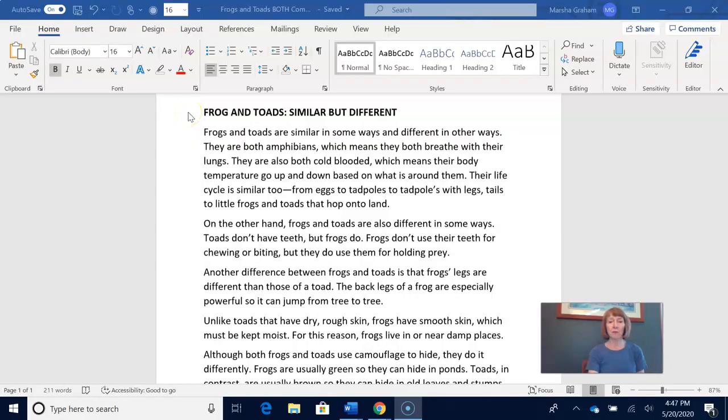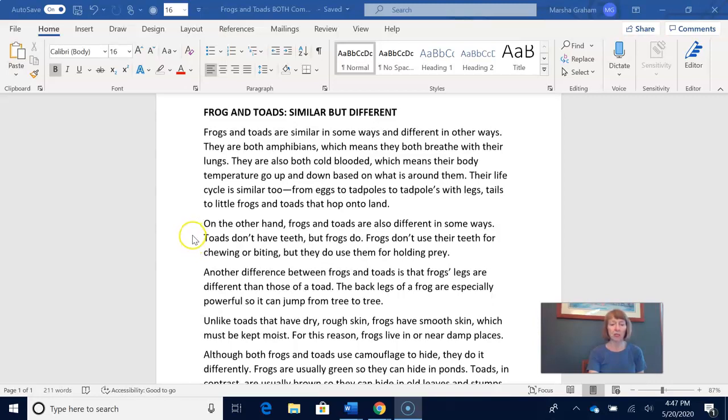Frog and toads, similar but different. Frog and toads are similar in some ways and different in other ways. They are both amphibians, which means they breathe with their lungs. They are also cold-blooded, which means their body temperature goes up and down based on what is around them. Their life cycle is similar too, from eggs to tadpoles with legs, tails to little frogs, and toads that hop onto land. On the other hand, frogs and toads are also different in some ways.